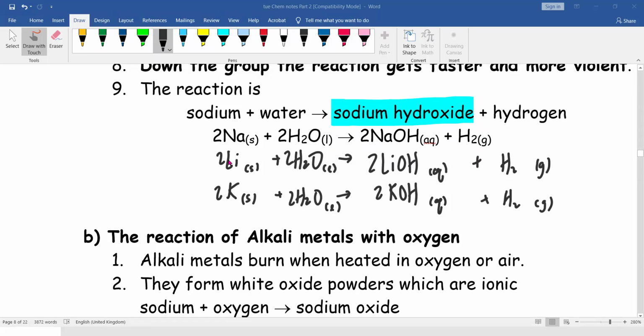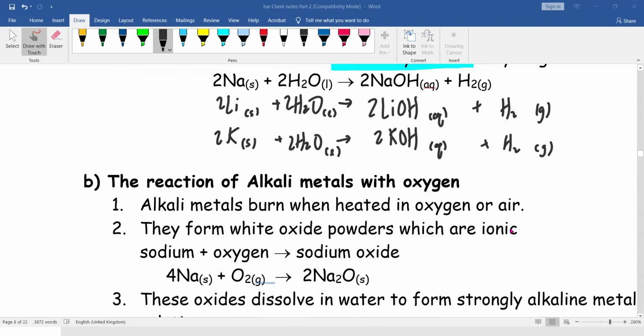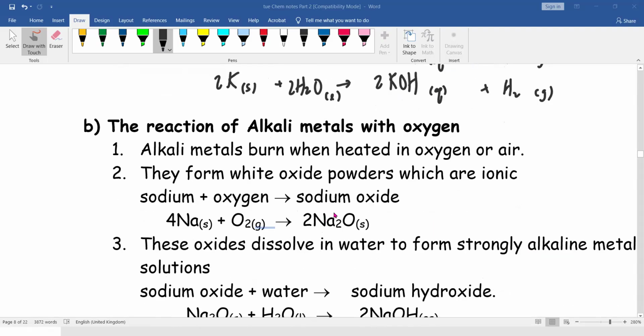So when you go down, it becomes more and more reactive. And what happens is it becomes more and more reactive and then it spins faster and faster in the water. And finally, potassium, it will catch fire because it's so hot, so exothermic that the hydrogen burns. All right, we're going to find out why in a while.